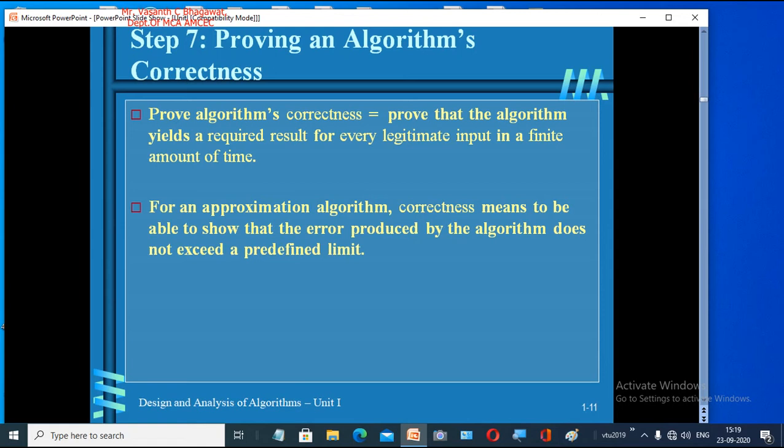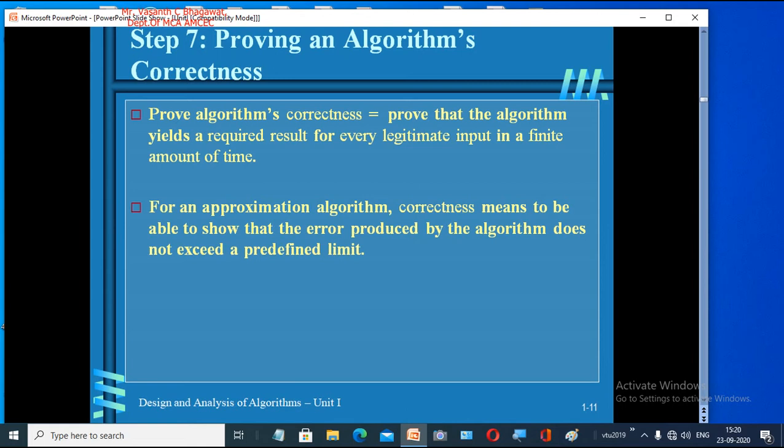So proving the algorithm's correctness means we have to prove that the algorithm yields a required result for every legitimate input in a finite amount of time, within a given time frame. So if your input is legitimate, then your algorithm should give you a proper result. That is what proving an algorithm's correctness says.